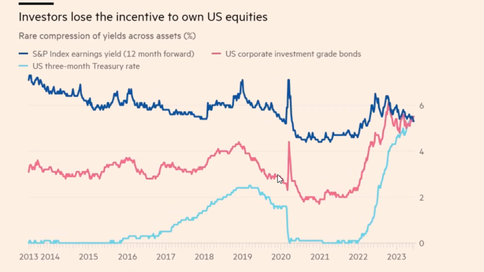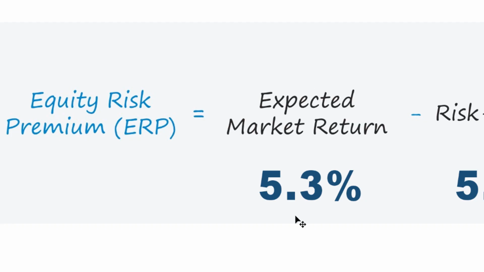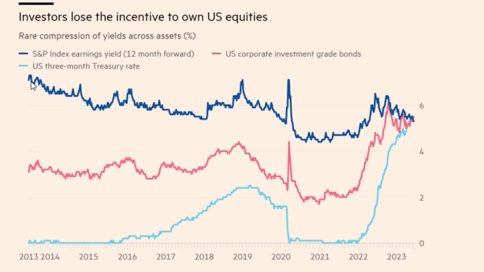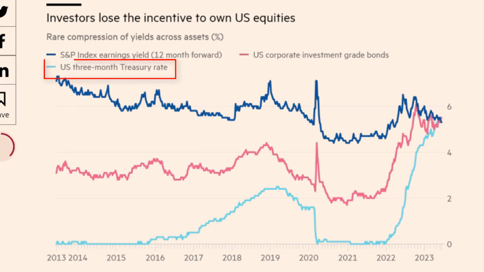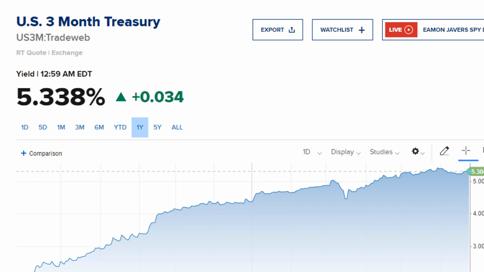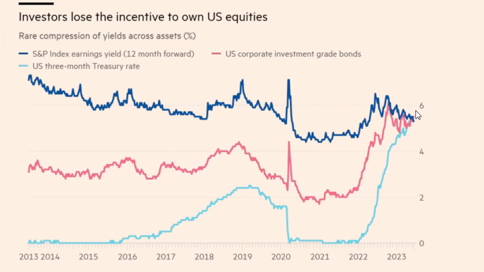In fact, if we take a look at this chart from FT, we can see the dark blue line here is the stock market's earnings yield. So this is the 1 over PE ratio, which is what you would expect the market to return over the next 12 months. And over the last decade, you can see it's been chopping a bit, but mostly going down. And now it's sitting at pretty much 5.3 like we calculated. Meanwhile, this light blue line is the 3-month Treasury yield, which we just looked at, which is also 5.3%. And pretty much all of that gain just came from the last year when the Federal Reserve started to raise interest rates in early 2022.